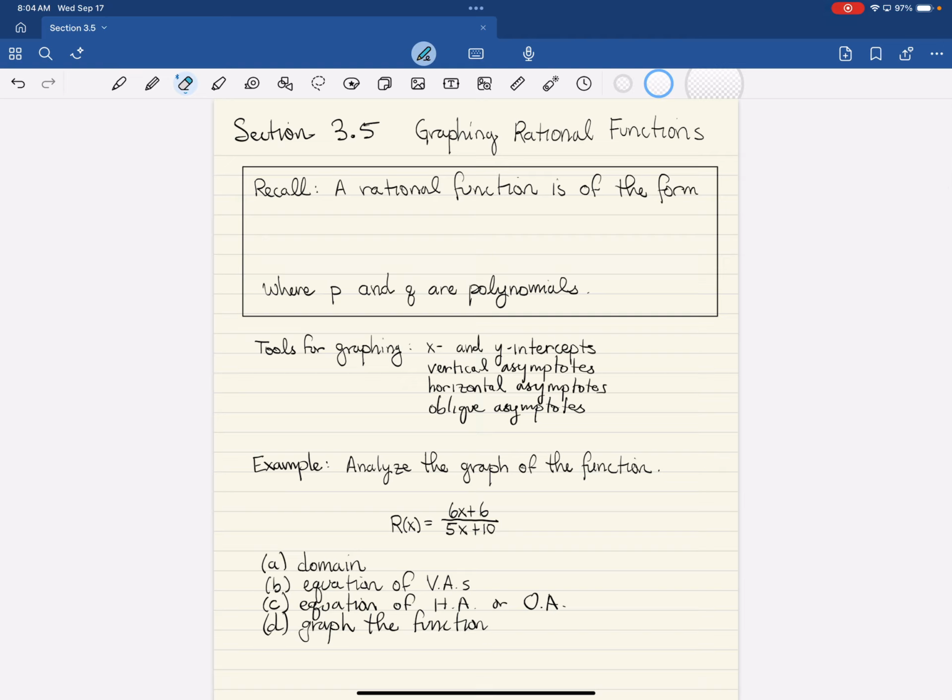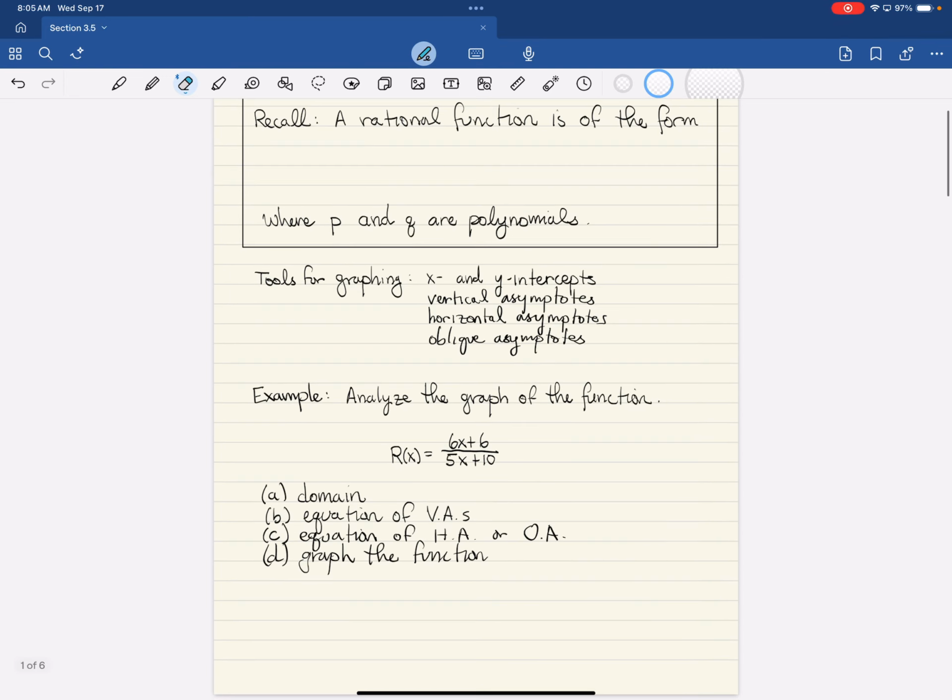So 3.5 is all about graphing rational functions, which is really just a continuation of what we were doing yesterday, right? This one's going to focus a little bit more on taking the function, in this rational expression, and building the graph yourself, right? It seems like in the last section, some of the time we were given the graph. Now we're going to have to build it ourselves.